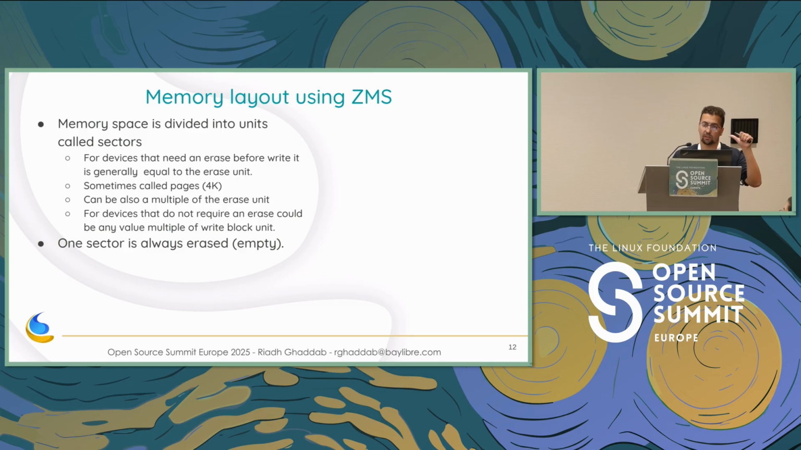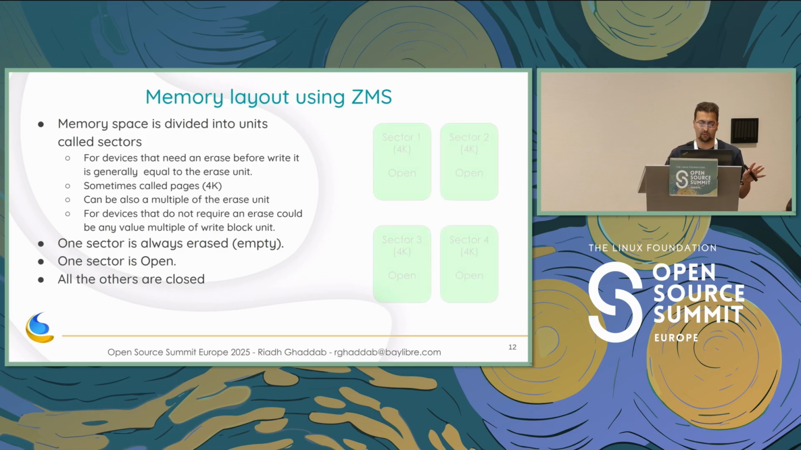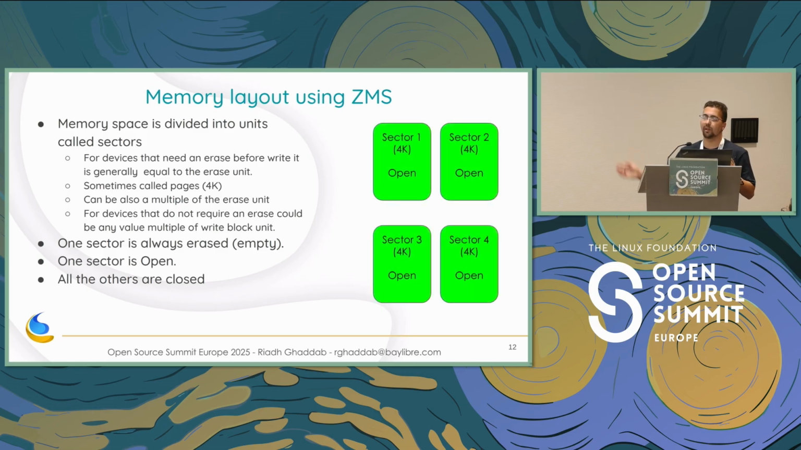In ZMS, these are the main information. I'm going to show the details later. One sector should always be empty. This is for compatibility with classical flash devices. One sector is always open. That's the sector that we write in. And all the other sectors are closed. So let's see an example. I think a picture is better to understand what's going on.